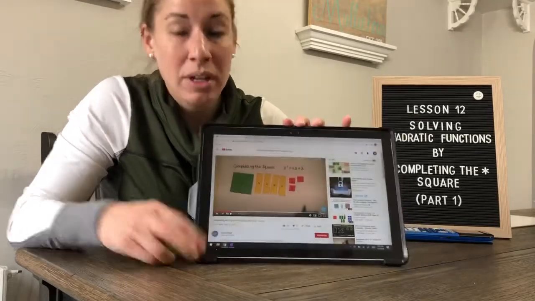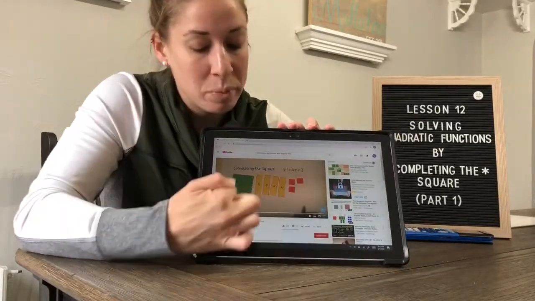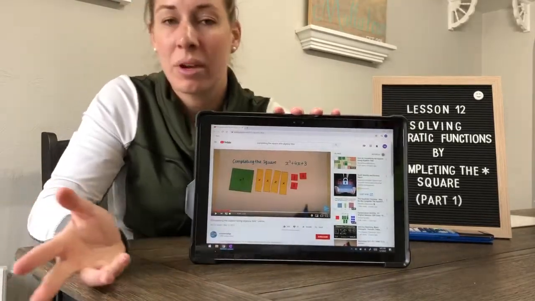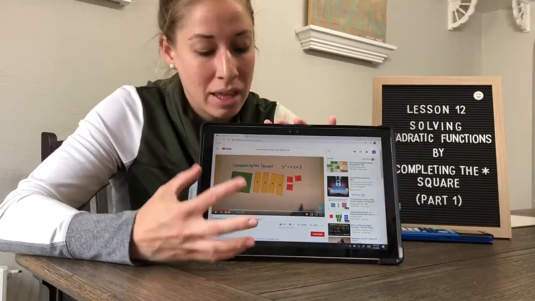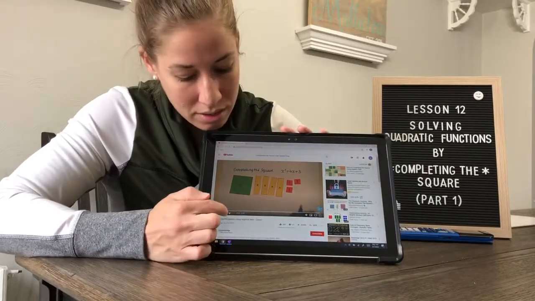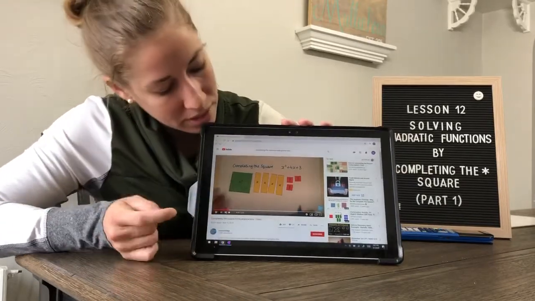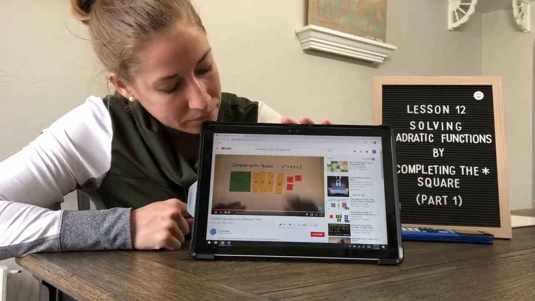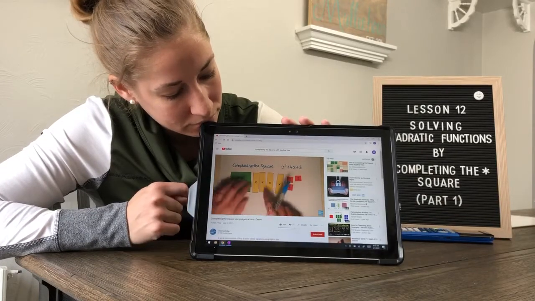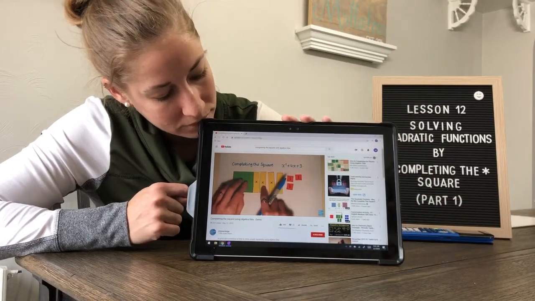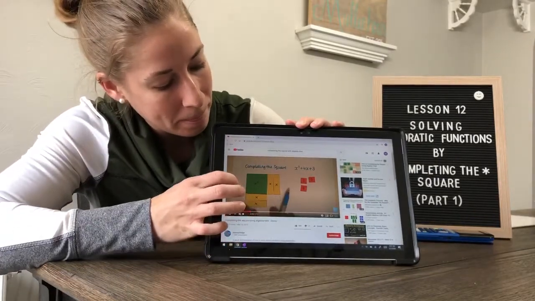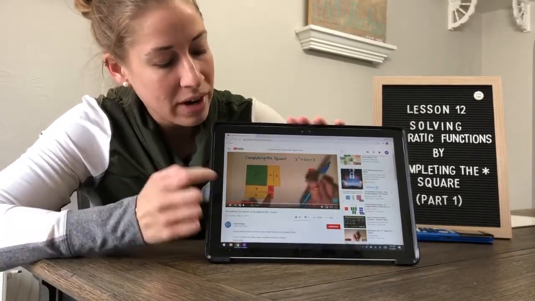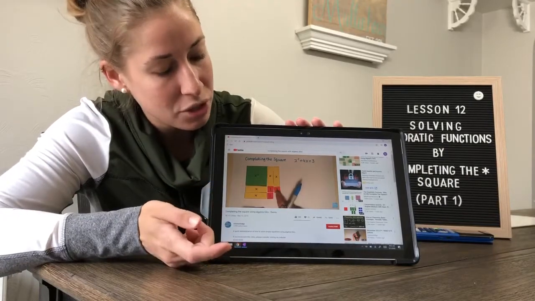So what you have to do to complete the square is take all of those pieces that you have, again this is something that we could have done in class, and rearrange them to make a square. And so I think that she does this here. Okay, yes. So rearranging all of those pieces to try and form a square.